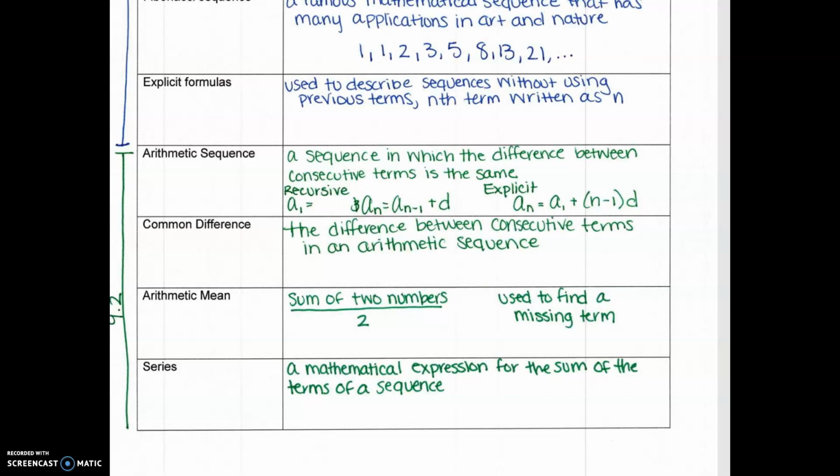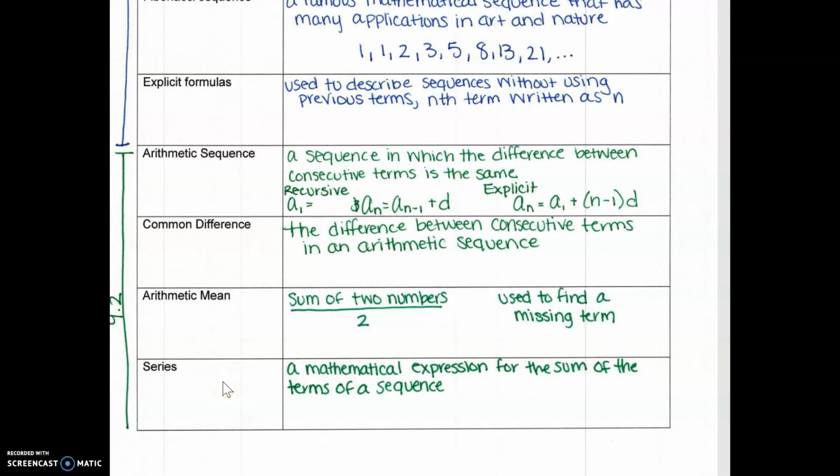Woohoo! Video number 3. Okay, so we started talking about sequences, geometric and arithmetic sequences, and now we're going to go a little bit more into arithmetic today and talk about series. So a series, this definition right here, is a mathematical expression for the sum of the terms of a sequence. So now we're looking at the sequence and we're going to find the sum.